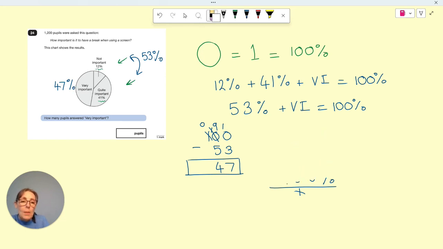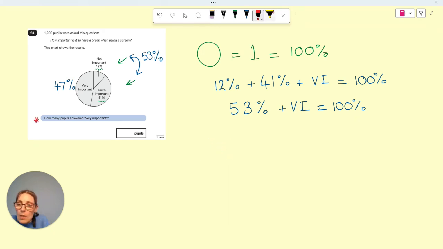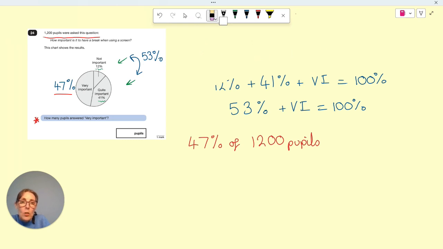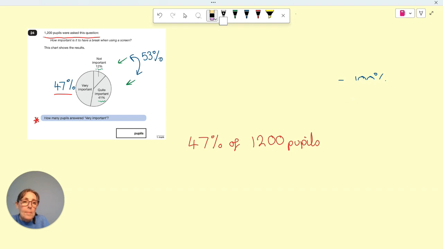So I've got some space because it looks like I've got another question. Okay, it looks like this question is what I need to answer. How many pupils answered very important? And we've got percentage, but it must be 47% of 1,200 pupils. Okay. Right. Well, I've got here about 100% being the whole, so I'm going to use that.